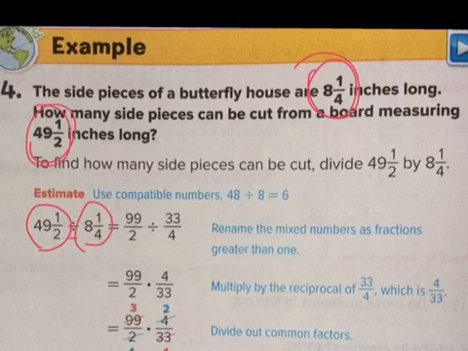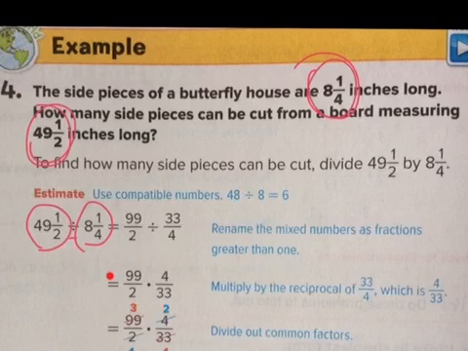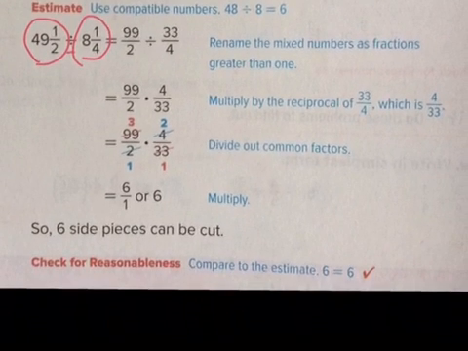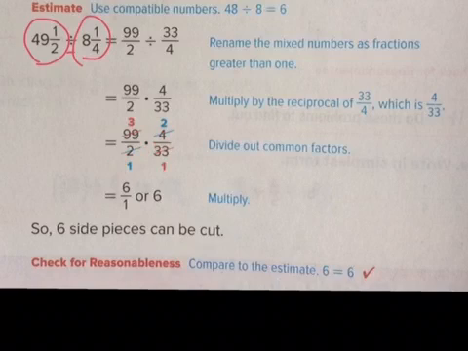Okay. Remember, your first step is to rename each mixed number and change it to an improper fraction, which we have them right here. Then find the reciprocal, change the multiplication, and flip the second fraction, as you see right there. Then we cross-reference so that we can simplify multiples of 2's, and here we have multiples of 33. 133, and there's 3 33's there. And then we multiply straight across, and we get 6 over 1, or just simply 6. So 6 side pieces can be cut.